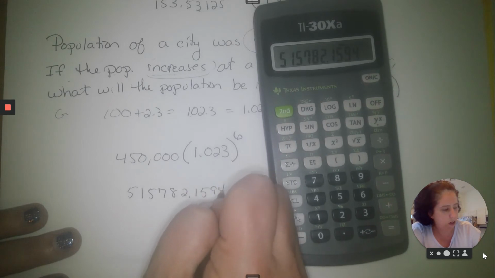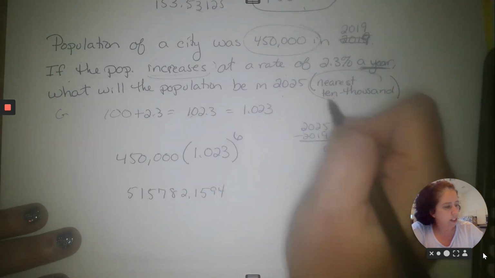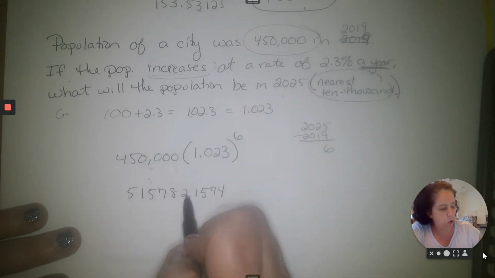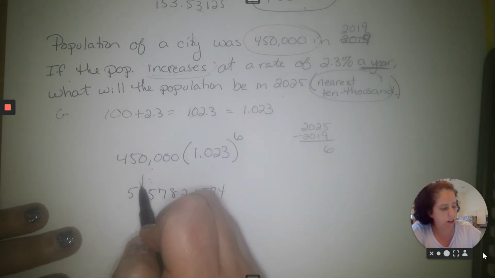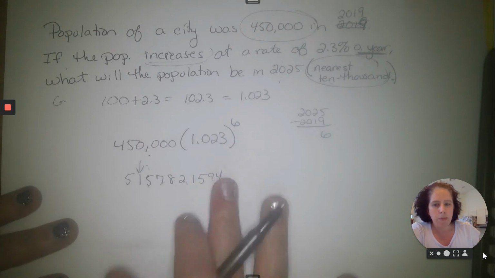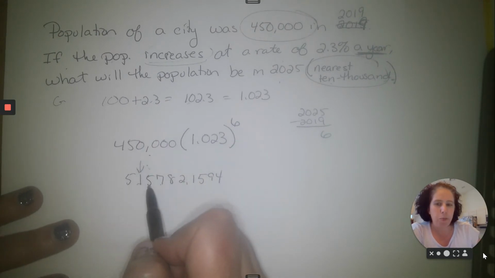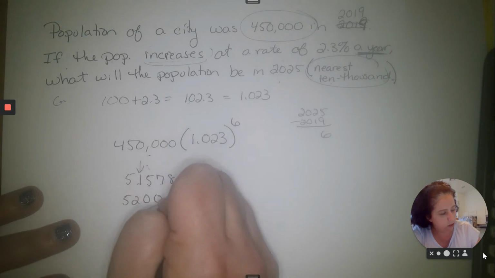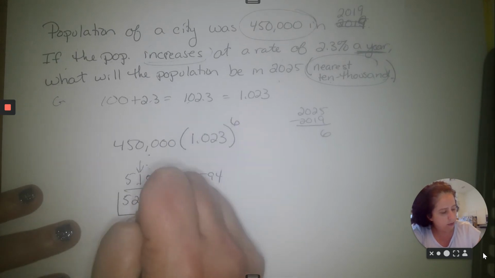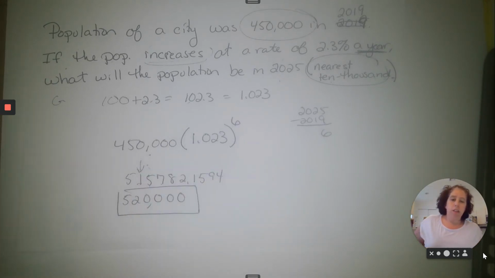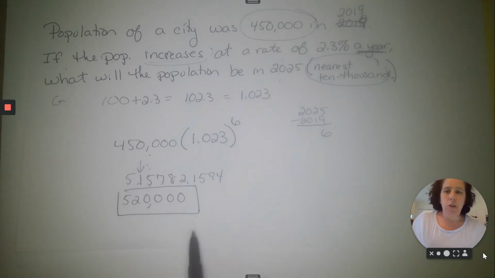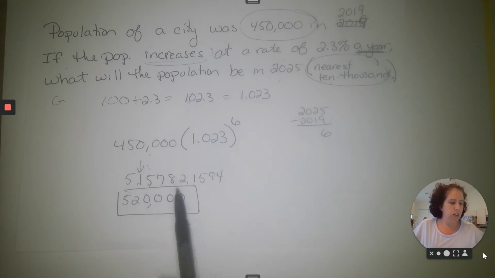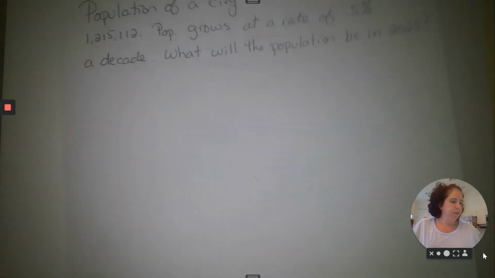So I got 515,782.1594. All right, so the nearest 10,000, there's no TH on the end, so that means I'm going on this side. So ones, tens, hundreds, thousands, 10,000s are going to that number. Okay, so look behind it, it's a 5. Remember, 5 and higher just jump. So this is 520,000. So 520,000 is my answer for that. Okay, so in 2025, there'll be about 520,000 people in this city. All right, let's do another one.